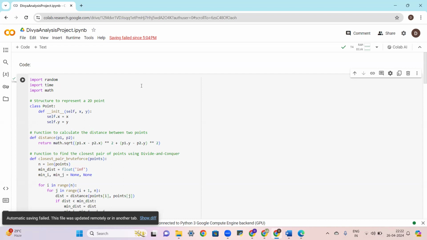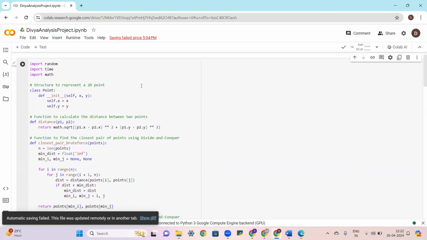Coming to the overview of the problem, this is the closest pair of points problem, where it asks us to find the smallest distance between two points in a set of points spread across the two-dimensional plane. This problem is not just academically interesting but also practically applicable in areas like pattern recognition, computer vision, and optimization problems.